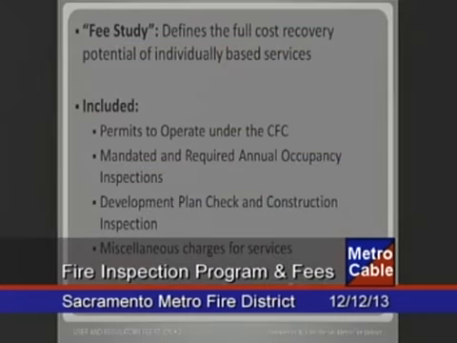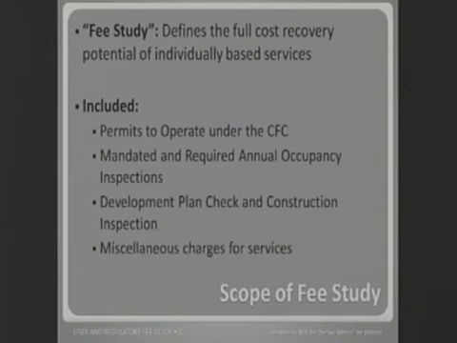So what a fee study does is it defines the full cost recovery potential of individually based services. So we're here to define the maximum allowable amount that can be charged for any specific service. What we studied was the Community Risk Reduction Division's services.